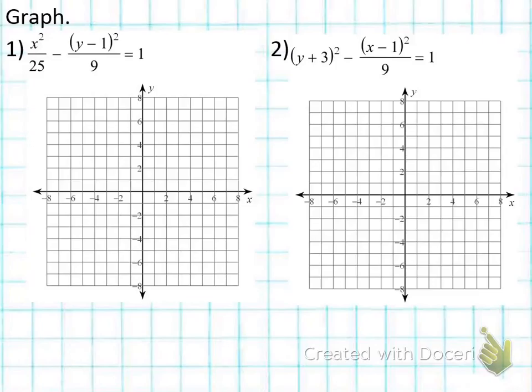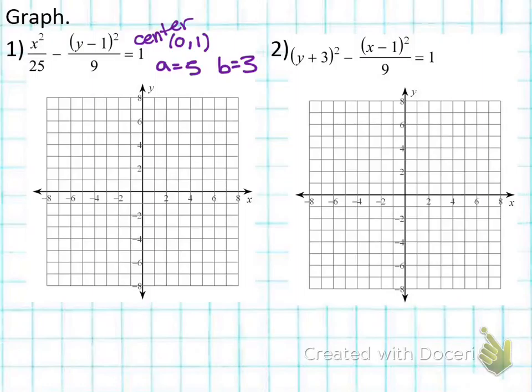All right, so number one, the first thing I'm going to look for is my center. My center here is what? 0, 1. Good, 0, 1, okay? And then I want to know what's A and what's B. So I'm looking under the X part and under the Y part. So what's A? 5, good. And what's B? Perfect.